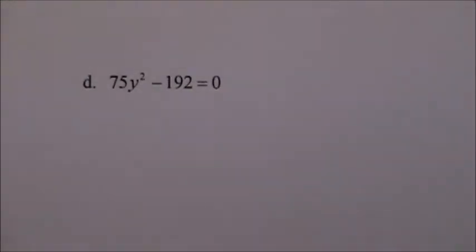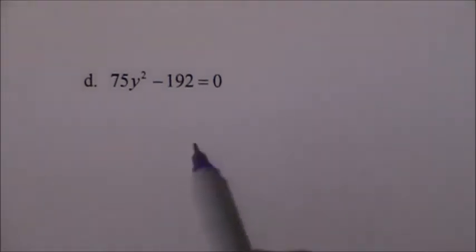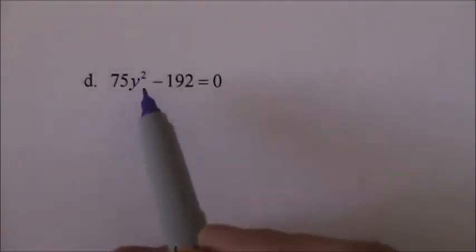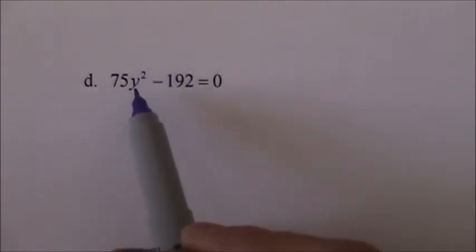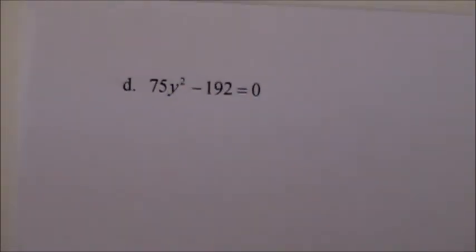For this example, there is only one variable. We only have the y. So instead of trying to factor it with everything on one side, let's just move everything away from the y and get y by itself.